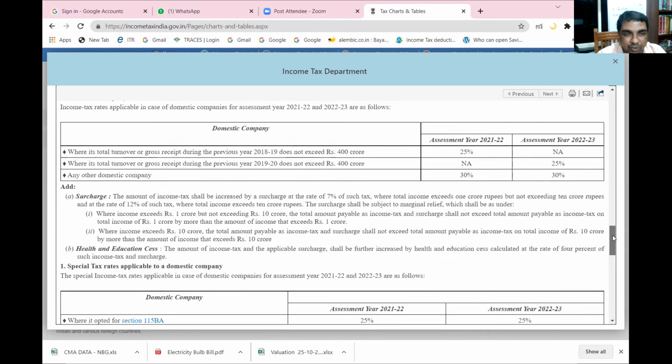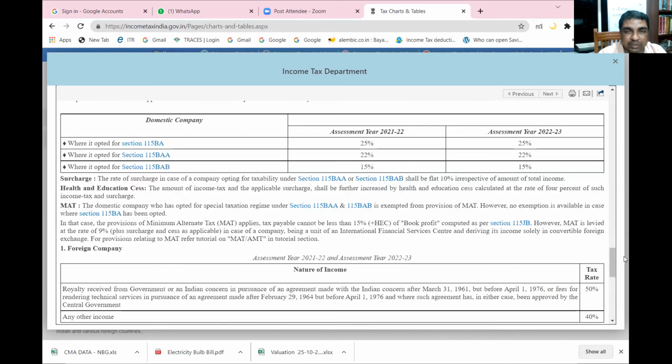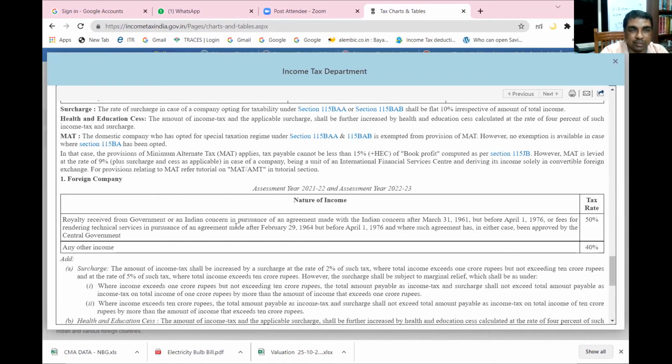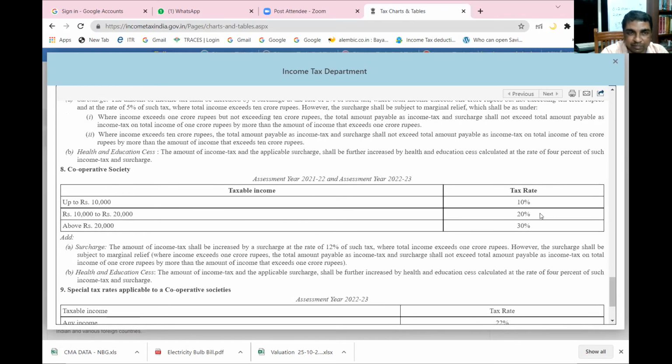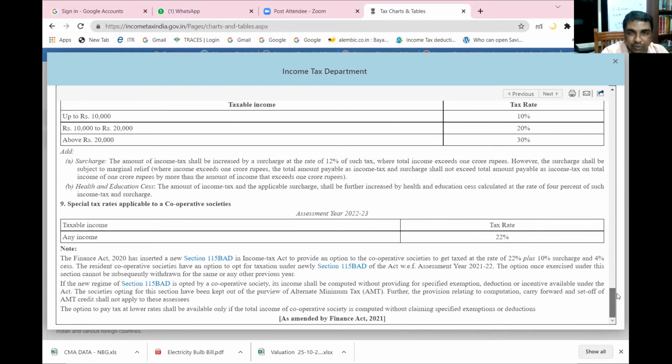And there are certain special rates for domestic companies, some concessional rates, 25%, 22%, 15%. These are provided under sections 115BA, 115BAA, 115BBA. So these are the rates. There is one more concept which is called the minimum alternate tax. We'll be learning that. For the nature of income for a cooperative society, you see this is the rate. Up to 10,000, 10%; 10,000 to 20,000, 20%; above 20,000, 30%.